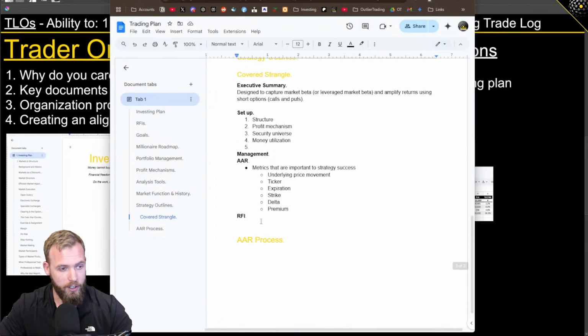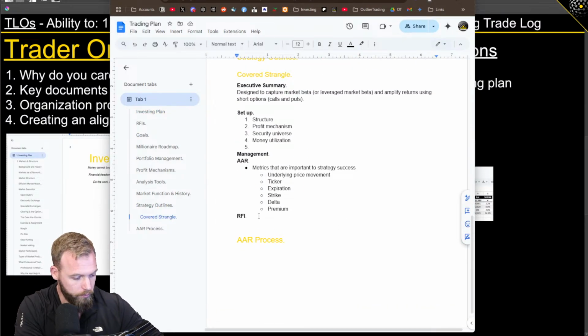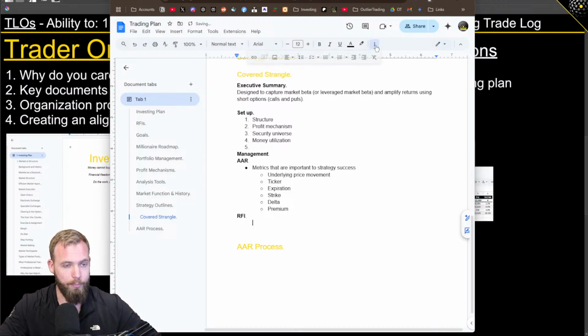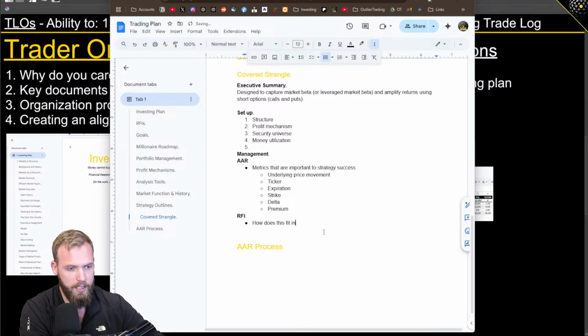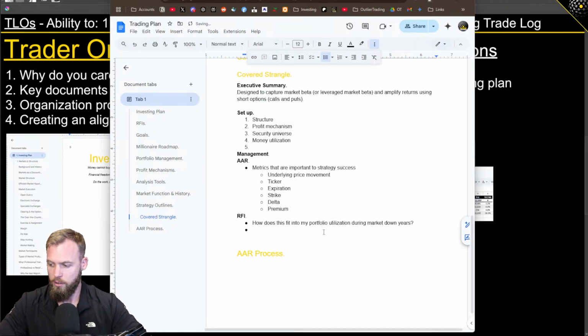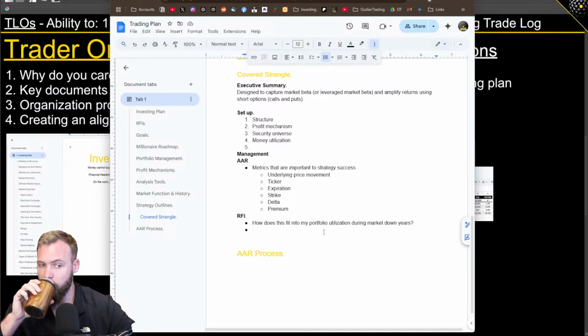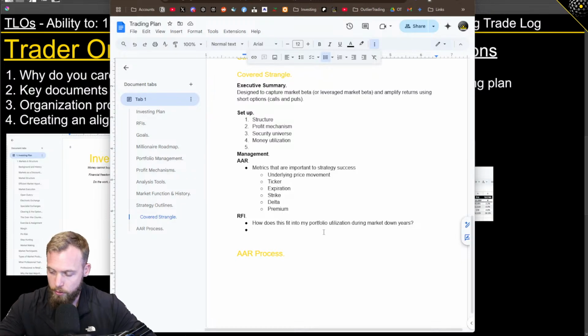So now I have an RFI. One of my questions I'm going to have to solve for at some point is, how does this fit into my portfolio utilization during market down years? Now I have a question I need to go think about and try to solve for. So on and so forth.